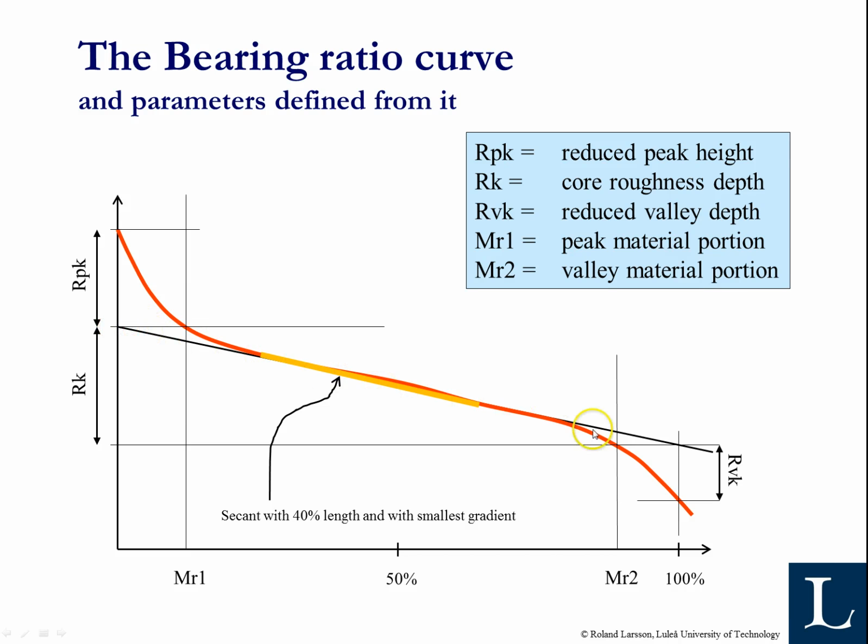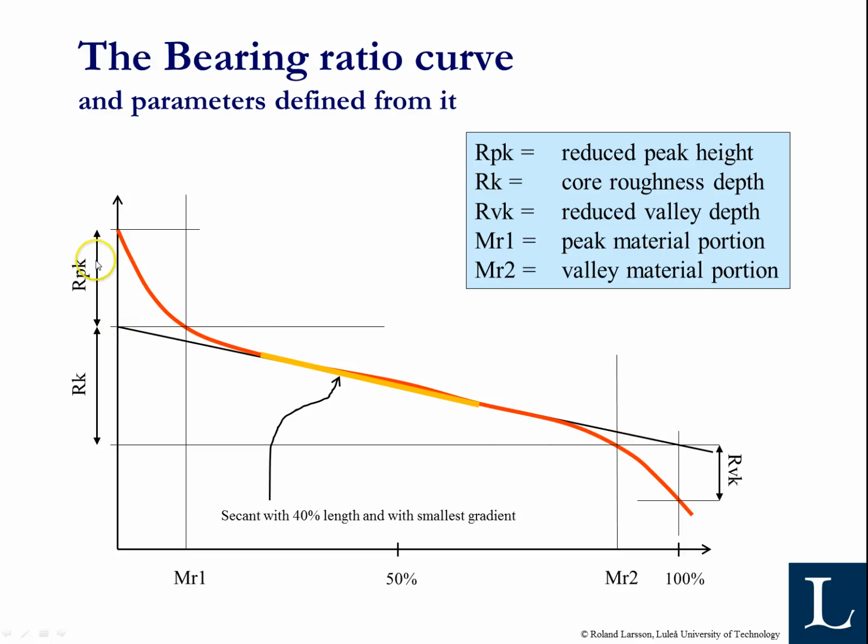secant, and that defines some parameters like the core roughness depth, and also the reduced peak height and the reduced valley depth here. So the RVK, RPK and RK are used in industry pretty often to define the surface roughness, and this is definitely more of interest for a tribological surface.